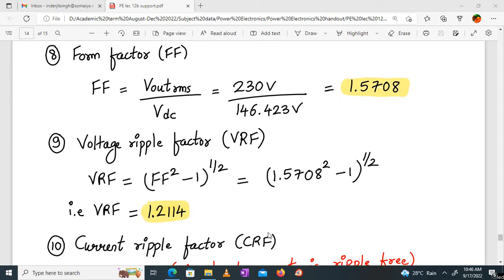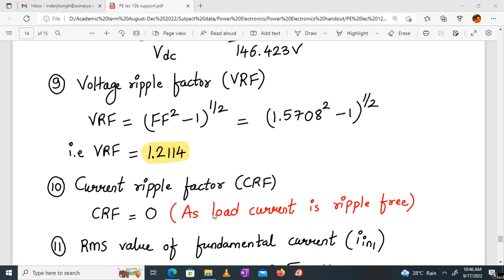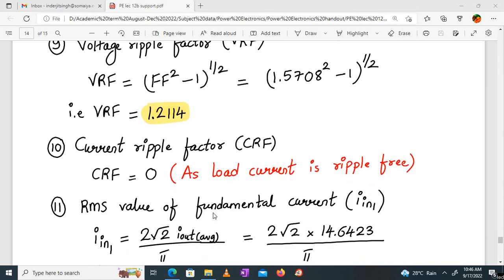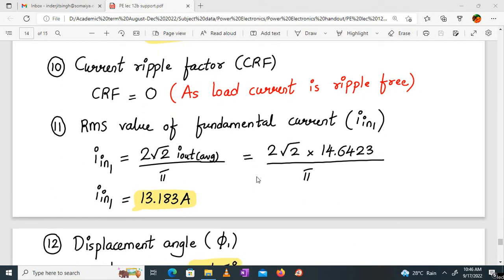Next is voltage ripple factor VRF, which is nothing but form factor square minus 1 raised to half. So if you substitute the value of form factor obtained in the previous step, you will get a value of voltage ripple factor as 1.2114. Now, next is current ripple factor, which is CRF. As mentioned in the numerical that the load current is ripple free, the current ripple factor CRF will be 0.